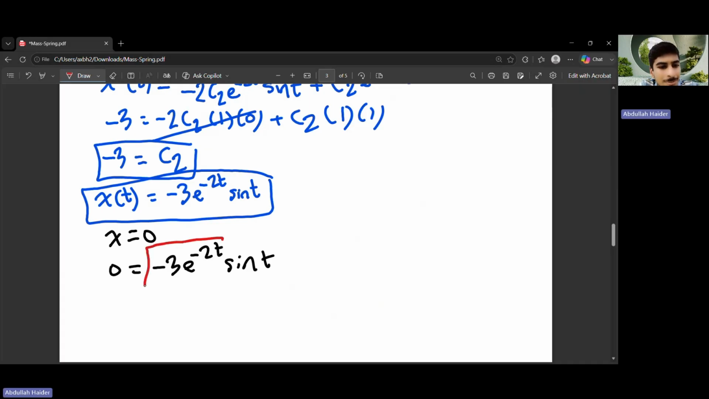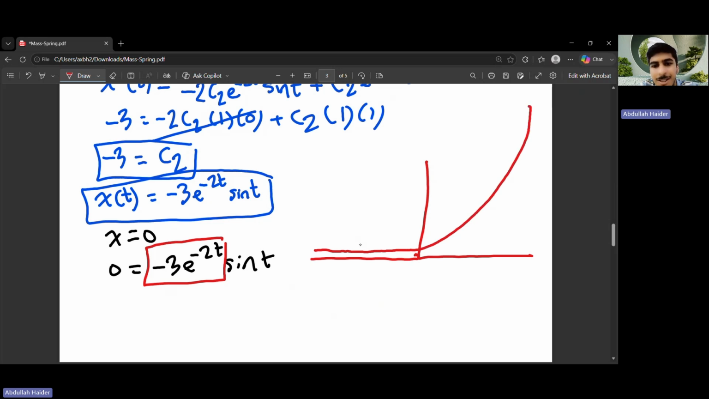This part can never be 0. Why? Exponential is always positive. If you draw the graph of exponential, it's always like this and going up like this. It basically never touches 0, which means that you cannot use this expression to find the value of t, basically because the exponential approaches 0 from the left.